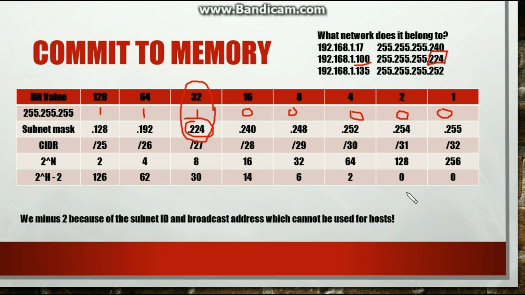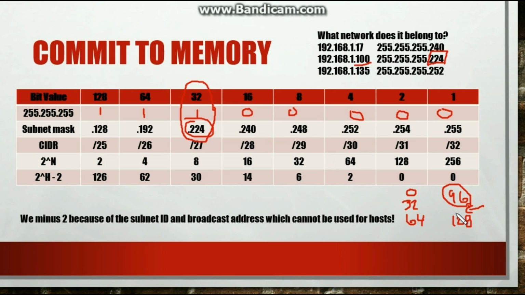So we start at 0 and just start rotating by 32 until we find where 100 lies in between. So 32, 64, what is that? 96, 128, and I think we're good. So 100 lies right in between 96 and 128. So the network that it belongs to is the 96 network, because 100 lies in between it.